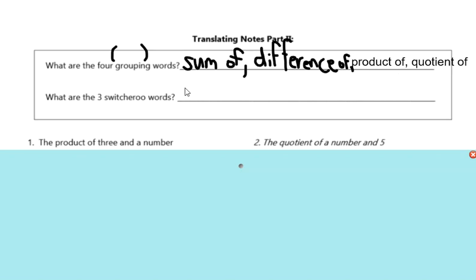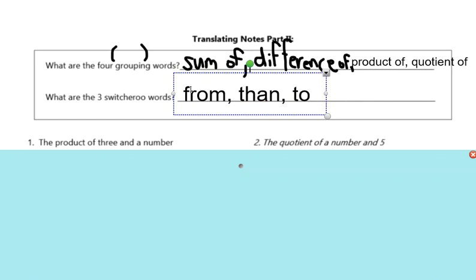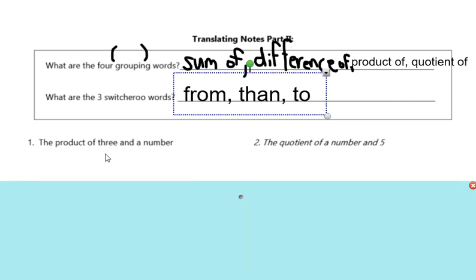And then as a reminder, the three switcheroo words are from, than, and to. When we see any of those three words, we need to make sure that we're switching the order of the things that we're adding or subtracting. So I'm going to walk you through number one, and then I'm going to have you do all of the problems in italics on your own.